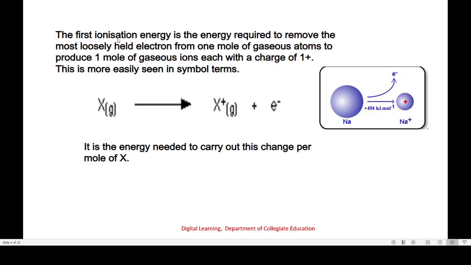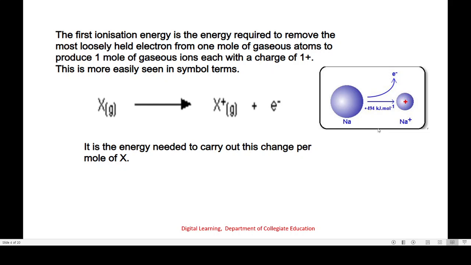So, the first ionization energy is the energy which is required to remove the most loosely held electron from 1 mole of gaseous atom to produce 1 mole of gaseous ion, each with a charge of +1, and this is represented as follows. From a neutral gaseous atom, when an electron is removed, it gets converted into a positive charge and an electron is removed.